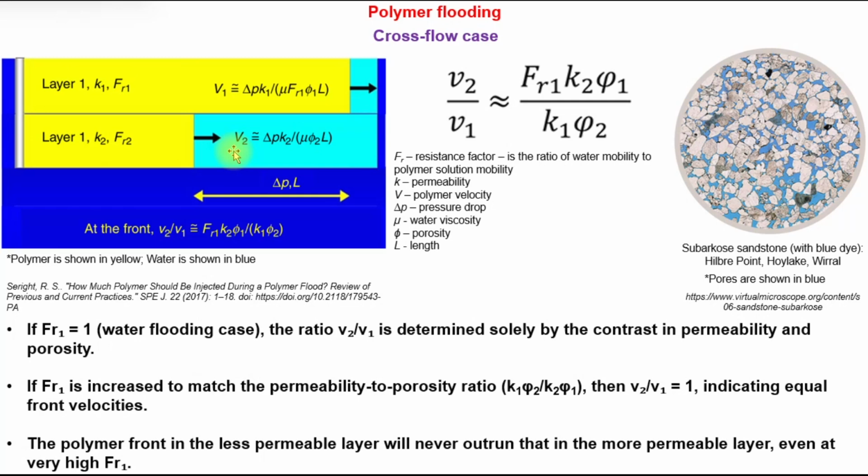Next, we need to calculate the velocity of the polymer solution flowing over the same distance in the upper layer. We use the same Darcy law, but this time we divide by the resistance factor, which tells us how many times the mobility of the polymer solution is lower than that of water. By adding polymer to water, we increase its viscosity and reduce its mobility. So the resistance factor tells us how much we have reduced the mobility.